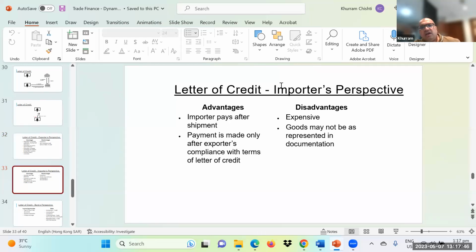Okay. Now, letter of credit from the importer's perspective. This is from Almaya supermarket's view. The advantage is that the importer pays after the shipment. He has shipped the goods, he has got the documents, he can see whether they are complying or not, and then they pay only after the shipment and after checking the documents. Payment is made only after the exporter complies with the terms of the letter of credit.